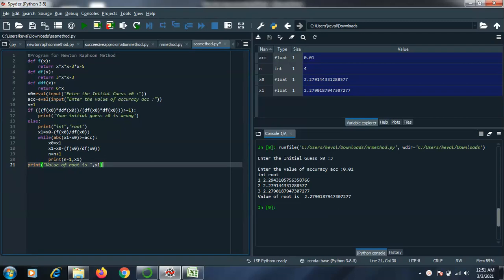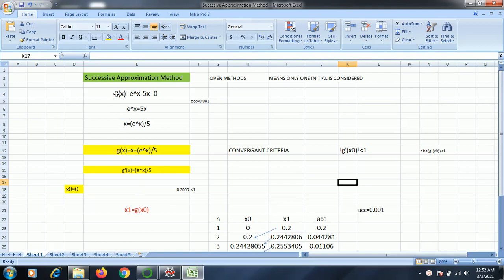Hello everyone, in this video we are going to see how to do programming for the successive approximation method in the Python language. The successive approximation method is one of the methods to find a root of an equation or function. It is categorized under open methods, so it is going to have only one initial guess. Let us first see some problems related to the successive approximation method, and then we will construct a program for it in Python.